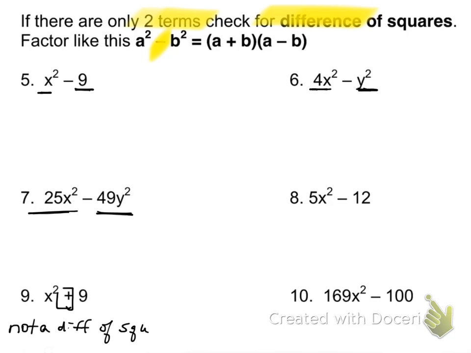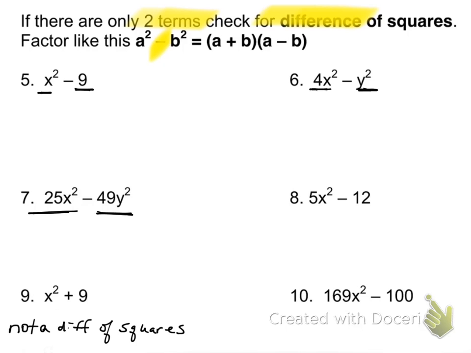And so there's nothing we can really do with that problem. It just stays x squared plus 9. Okay? That's your answer. You can't do anything with that one. It's not a difference of squares. So let's go back and look at the ones that are differences of squares.